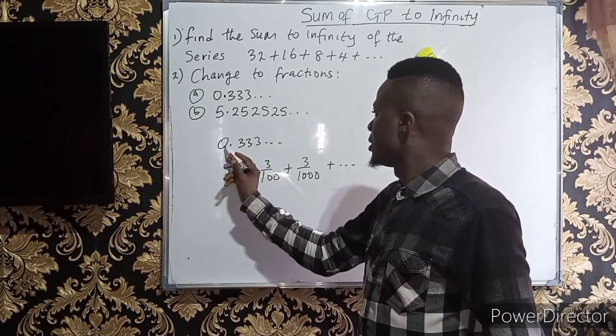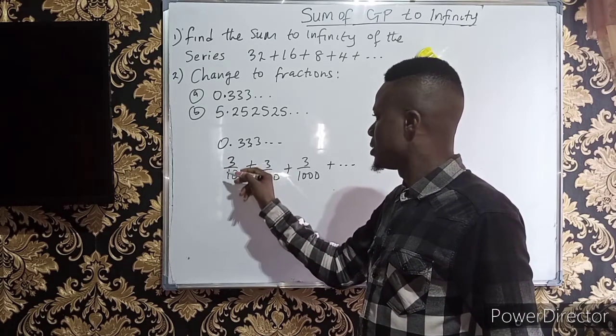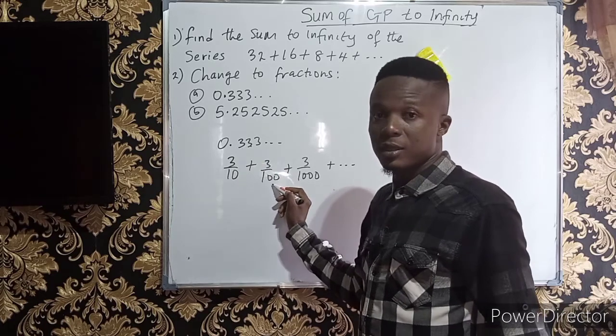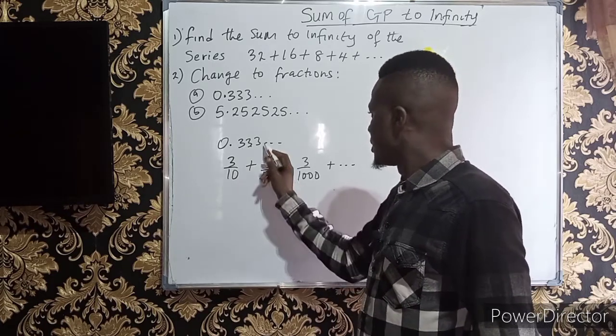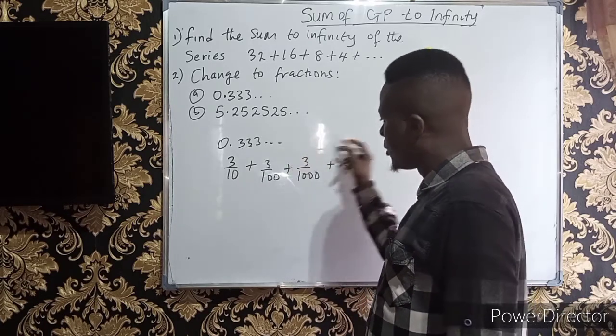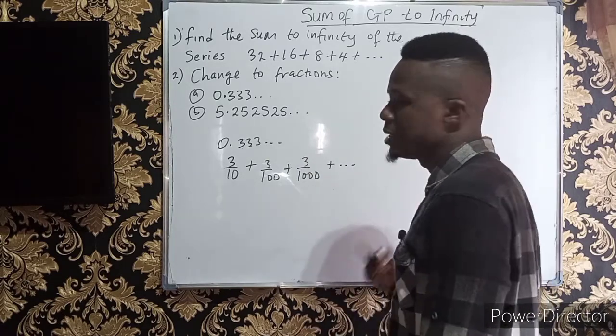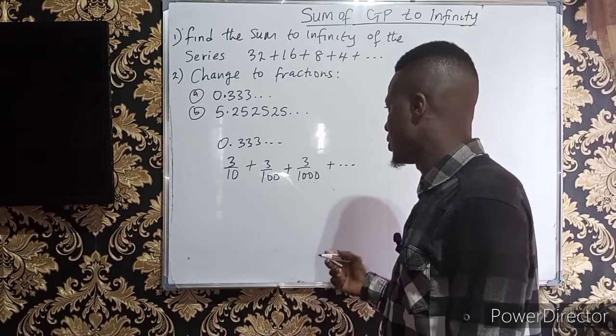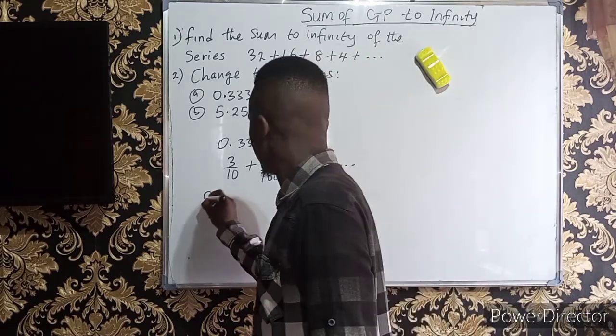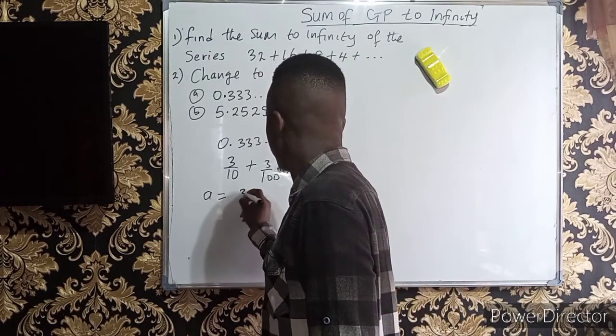The first 3 is over 10, the next 3 is over 100, the next 3 is over 1000, and if you have another number, it is over 10,000, etc. That is how it goes. So you can see that this has formed a sequence or a series, where the first term a is 3 over 10.